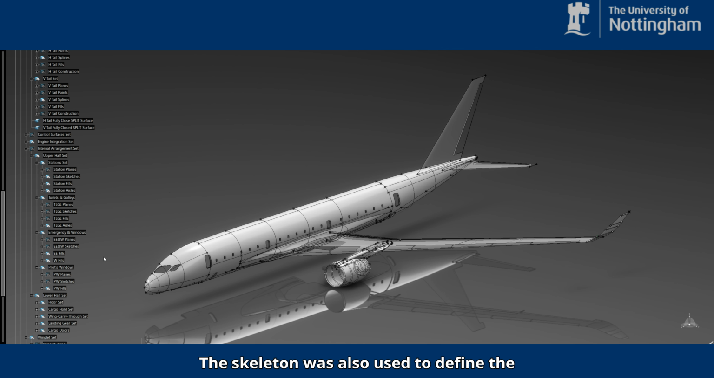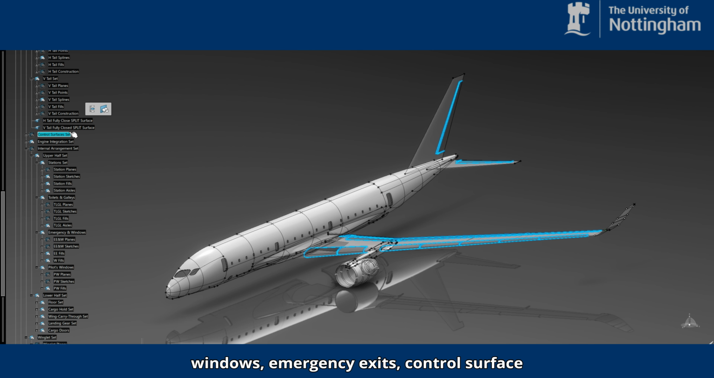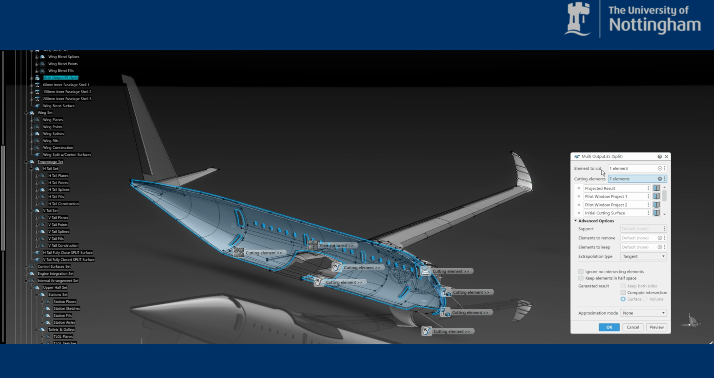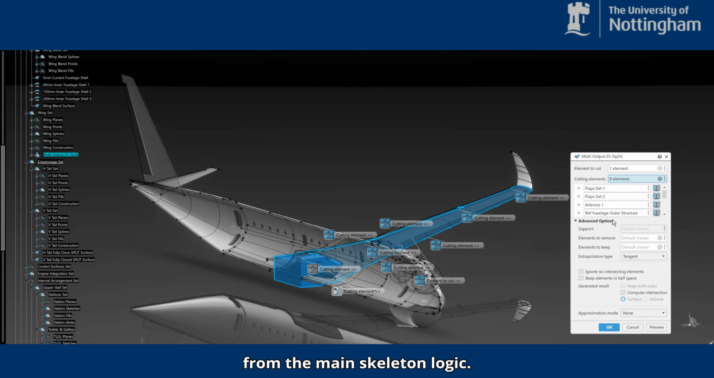The skeleton was also used to define the cutout and interface geometry. This included passenger windows, pilot windows, emergency exits, control surface boundaries, and cabin floor references. These were positioned and shaped using the reference planes, projected curves, offsets, and split operations that came from the main skeleton logic.